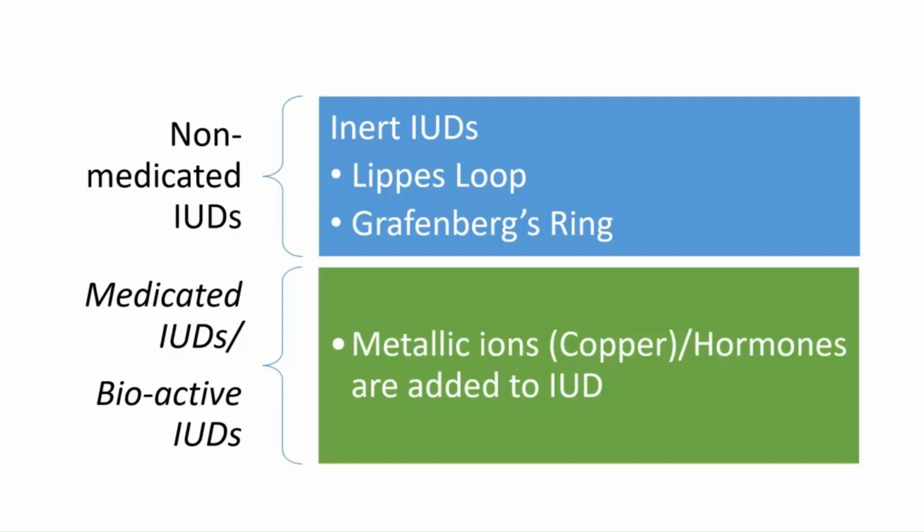So if we classify our intrauterine devices, they can be categorized as non-medicated IUDs or medicated or bioactive IUDs. Non-medicated IUDs are also known as inert IUDs, and examples include Lippes loop and Grafenberg's ring. Among medicated IUDs, also known as bioactive IUDs, either they can include metallic ions like copper, or they can be hormone containing intrauterine devices.